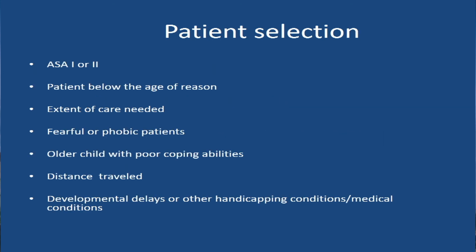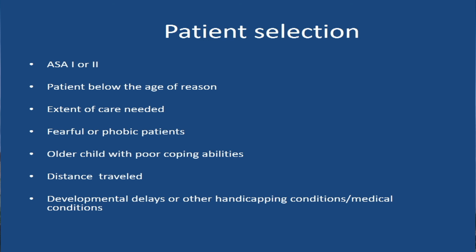The patients must be ASA 1 or ASA 2. This is the American Society of Anesthesiologists classification, and ASA 1 patients are normally healthy without health problems. ASA 2 patients have a controlled medical condition such as asthma or diabetes, or other types of conditions that are not predisposing the patient to being a difficult patient. Patients below the age of reason are indicated for patient selection.